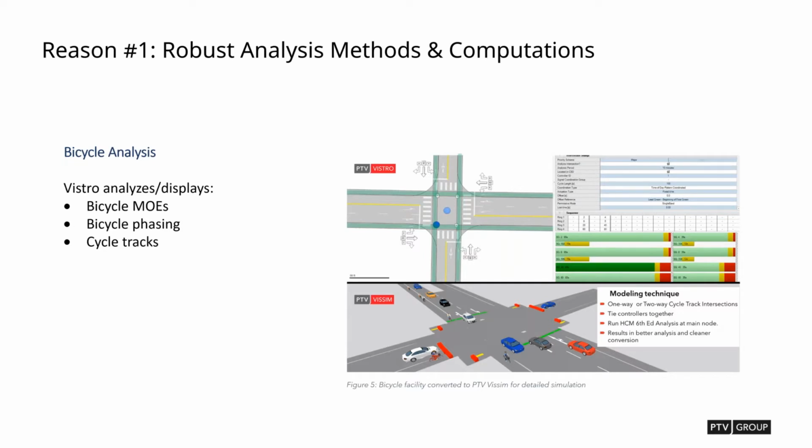From a bicycle perspective, we implement all the bicycle MOEs as well. That includes capacity, delay, the bicyclist user perception score, again from the quality of service research, and can also analyze within the RBC bicycle phasing, and you can model cycle tracks. And we also had gone through all of that in detail in our multimodal webinar that is in our archives. And there's some screenshots here of how that might look if brought from Vistro into VSIM to show the bicycle facility converted.